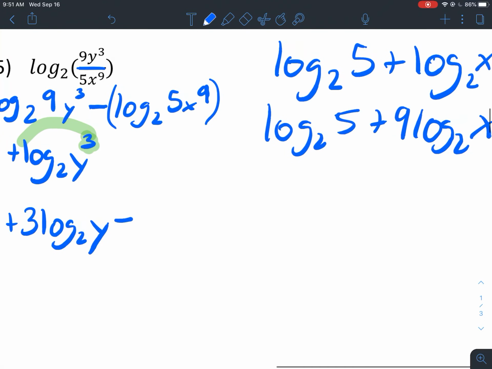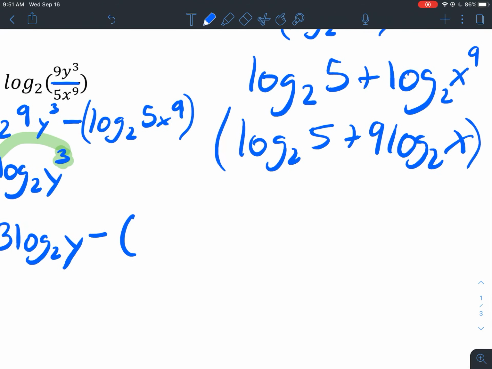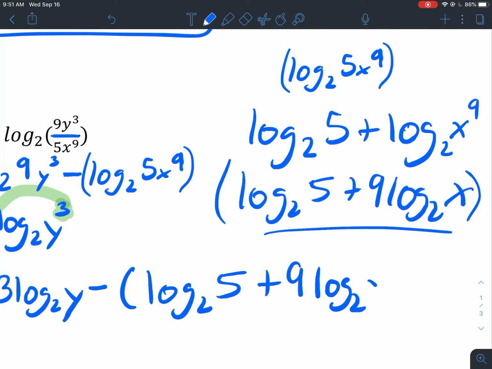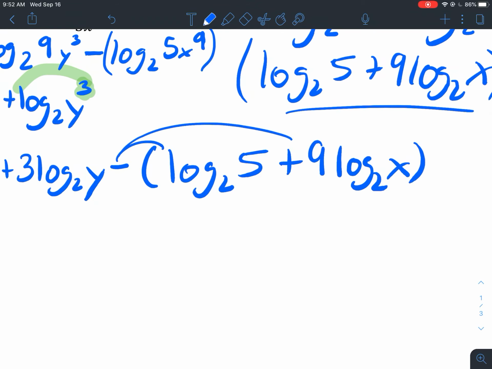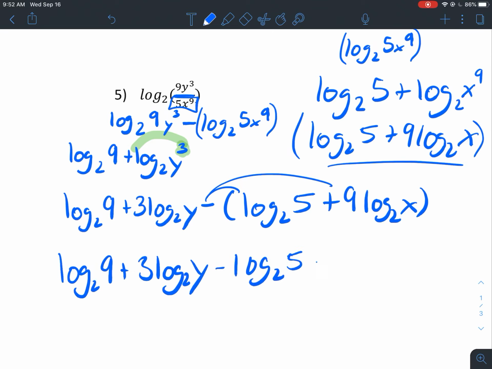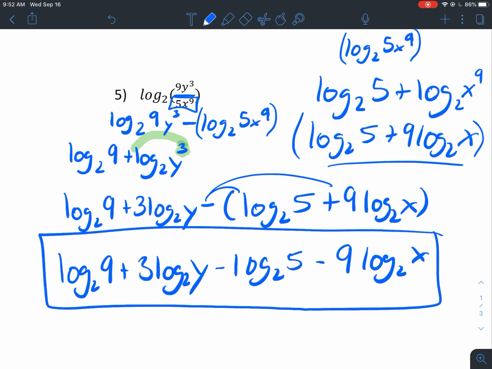All right, now let's plug this back in. We have to put a minus. Notice how we had that minus sign out in front. So it's minus this entire quantity, because all we did was rewrite this as this. So now we've got log base 2 of 5 plus 9 log base 2 of x, and we have to distribute. Remember how I said everything in the denominator is going to have a negative sign in front of it? So we get log base 2 of 9 plus 3 log base 2 of y minus log base 2 of 5 minus 9 log base 2 of x. And that would be our answer there.